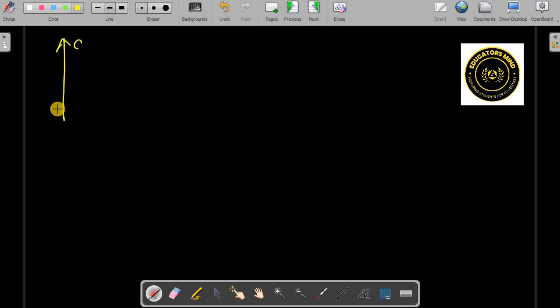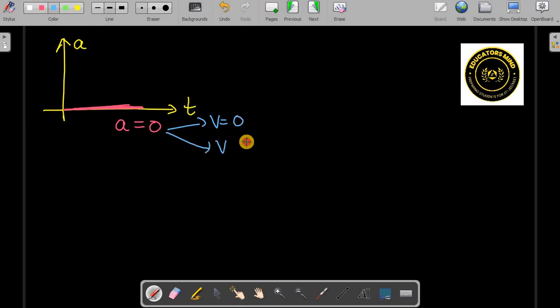AT graph means, let's say the AT graph here is like this. So what does this represent? This represents acceleration 0. This acceleration 0 can represent velocity is 0 or velocity is constant. This is Newton's first law. When there is no net force, acceleration 0, either body is at rest or moving with constant velocity.